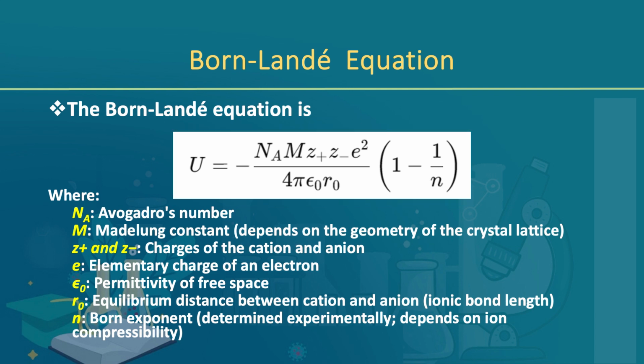So, the various factors in this expression are here. Na is the Avogadro number, m represents the Madelung constant, which depends on the geometry of the crystal lattice, Z plus and Z minus are the charge of the cations and anion, small e represents elementary charge of the electron. Epsilon 0 is the permittivity of the free space. R0 is the equilibrium distance between cation and anion, or it is otherwise termed as the ionic bond length, and n represents the bond exponent.